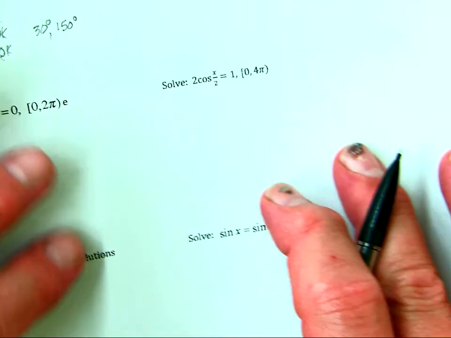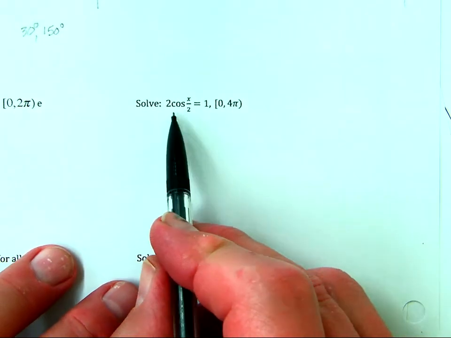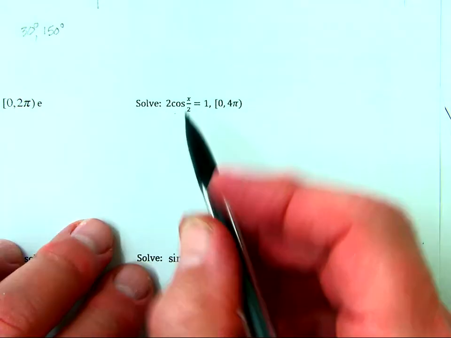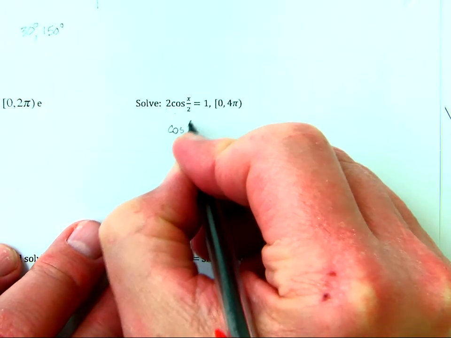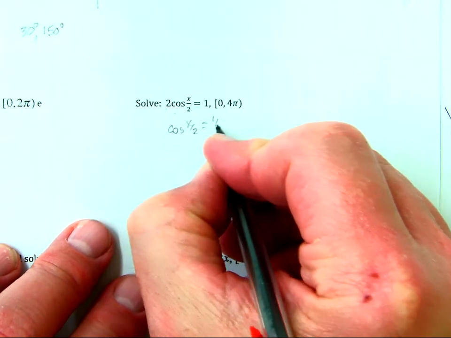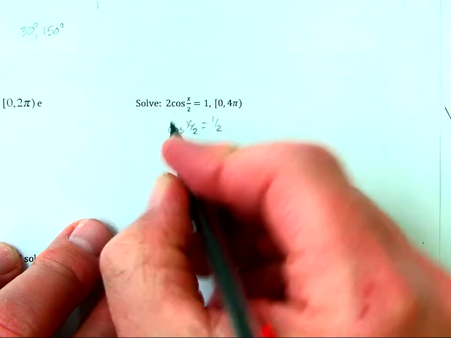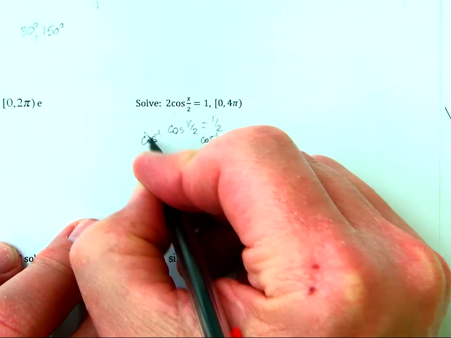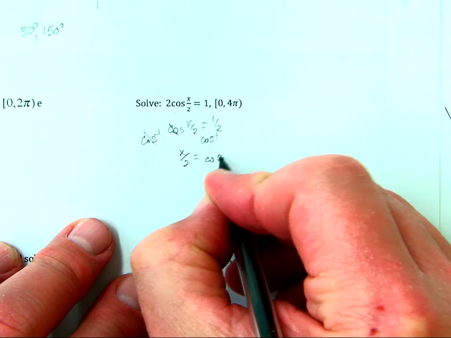Like, let's look at this one down here. Again, one trig function. So first we want to isolate it. Well, we're going to divide both sides by 2. So the cosine of x over 2 equals 1/2. Now to get rid of cosine, we do the inverse cosine of both sides. So this cancels. Now we have x over 2 equals the inverse cosine of 1/2.